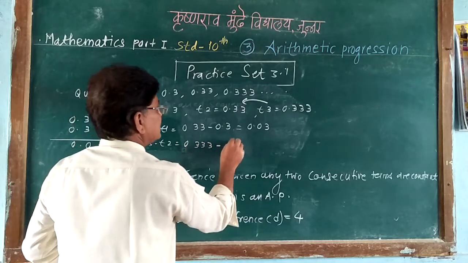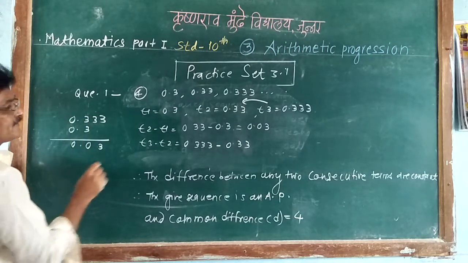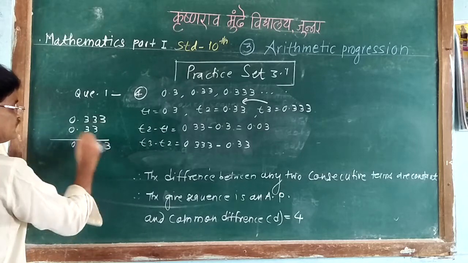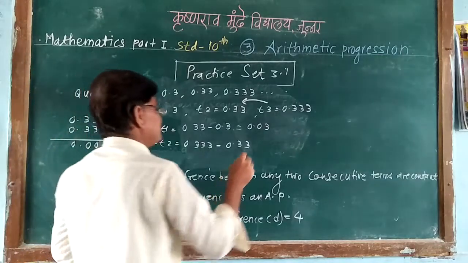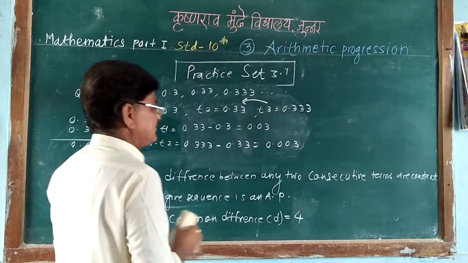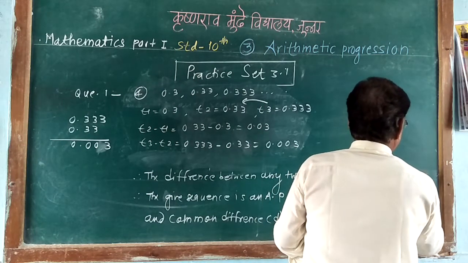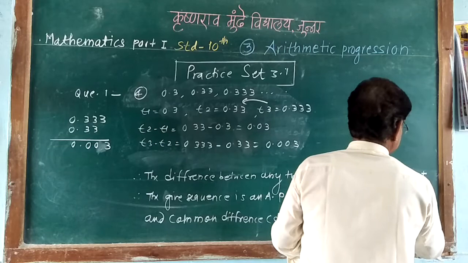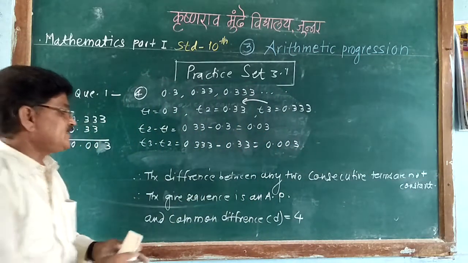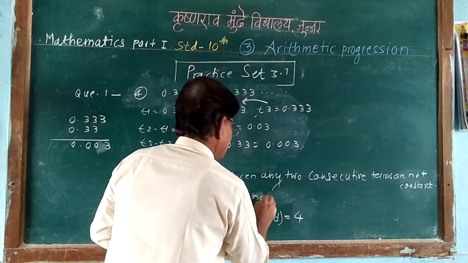0.333 minus 0.33. 3 minus 3 is 0, 3 minus 3 is 0, therefore 0.003. The difference between any two consecutive terms is not constant. The given sequence is not an AP.